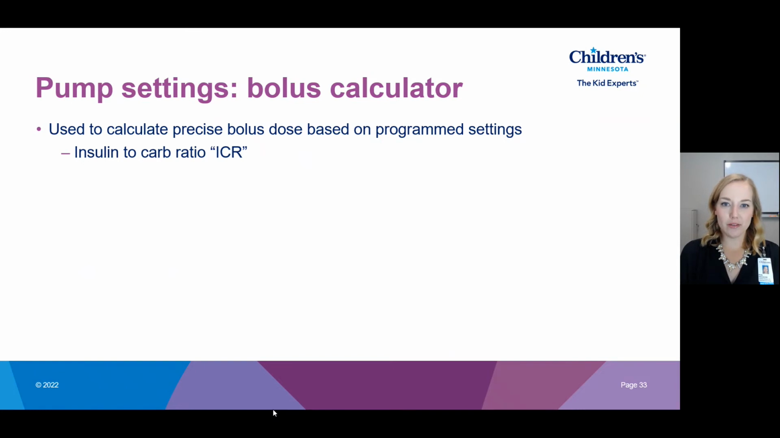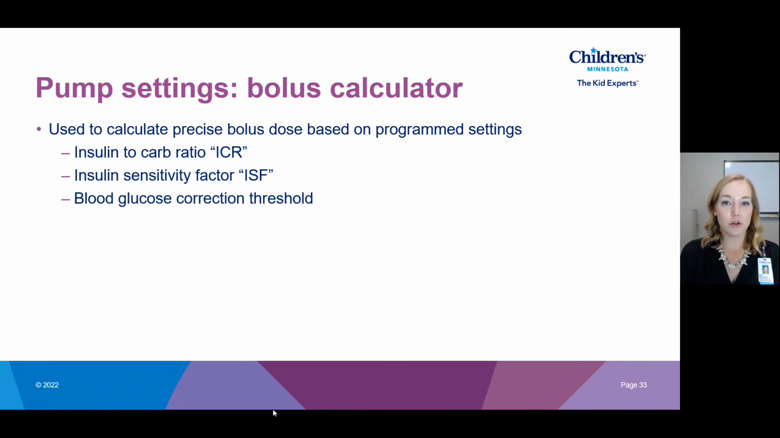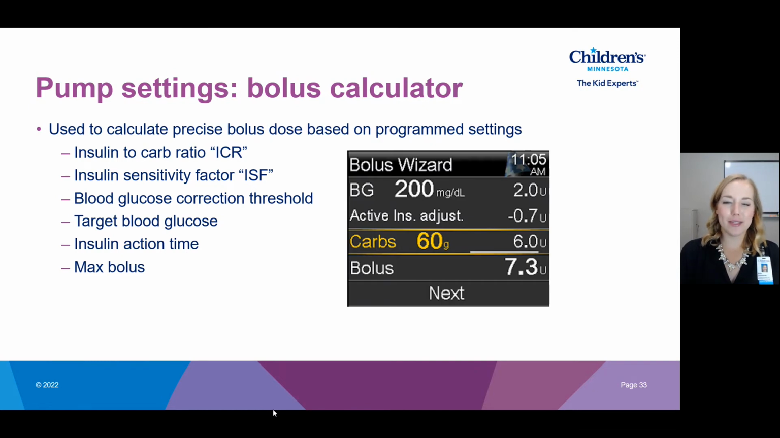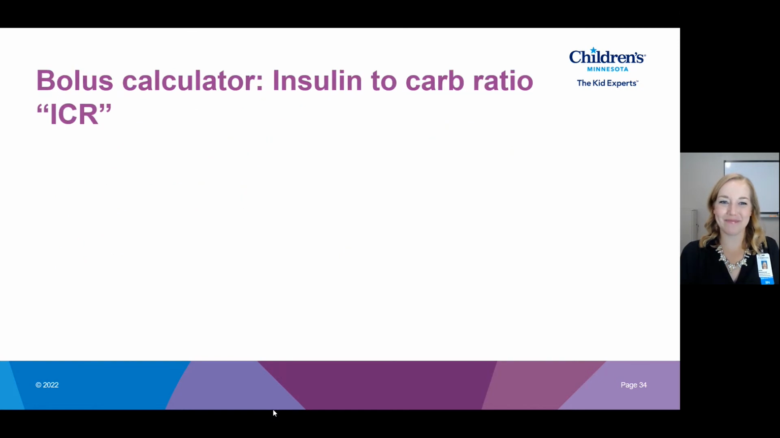And the 6 components are your insulin to carb ratio, your insulin sensitivity factor, your blood glucose correction threshold, target blood glucose, your insulin action time, and your max bolus. This is a little image that breaks down how a pump may calculate a bolus. I'm going to end with this image. You're going to understand it a lot more at the end of this.